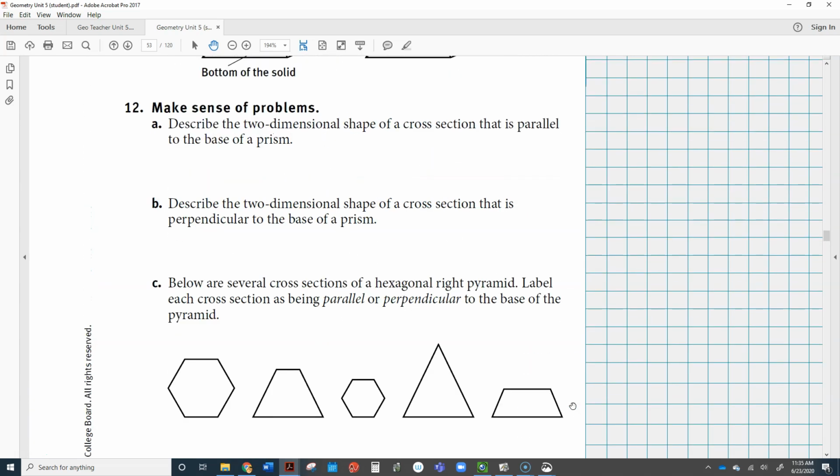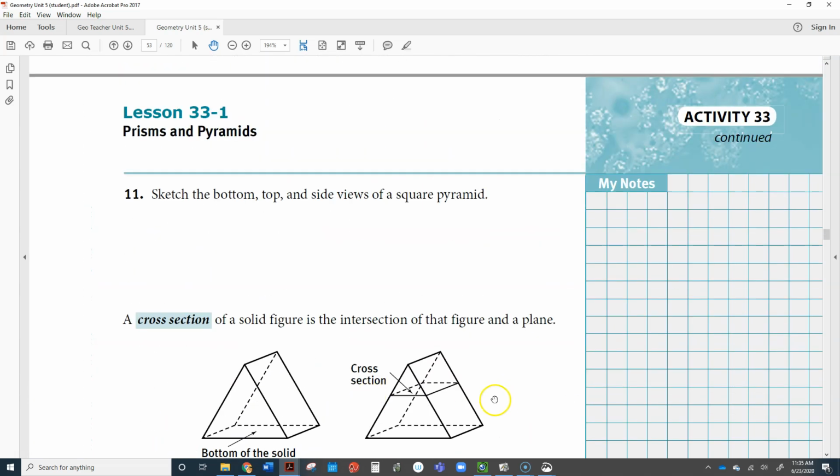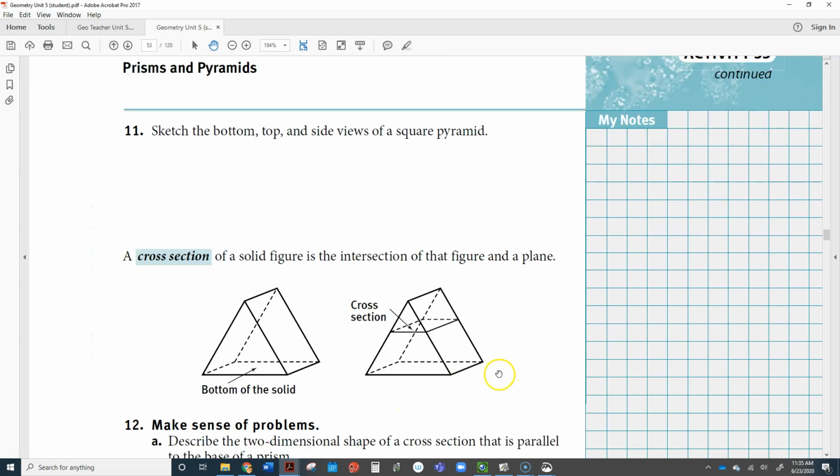I'm going to go ahead and stop this video, and I may look up something. No, I'm going to go ahead and do this. Sketch the top, bottom, and side views of a square pyramid. Okay, so I can do a square pyramid. That's terrible. Okay, so there's my terrible square pyramid.